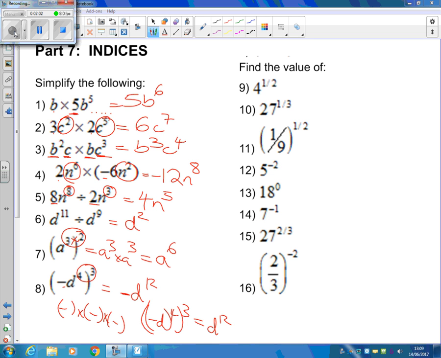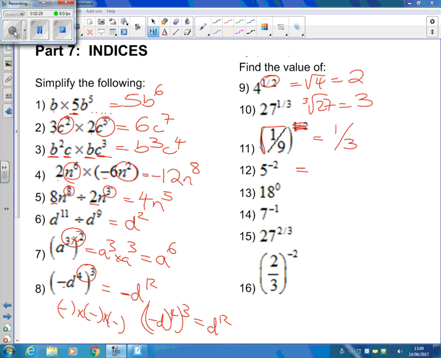Well, for the next group, you could just tap these in the calculator, but I hope you won't. I hope you'll just remember that to the power of a half means square root. And so we've got 2 here. This one here is the cube root of 27, which is 3. Again, I've got to do a square root here, so the square root of 1 is 1, and the square root of 9 is 3.